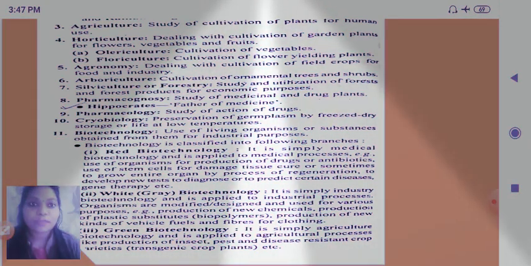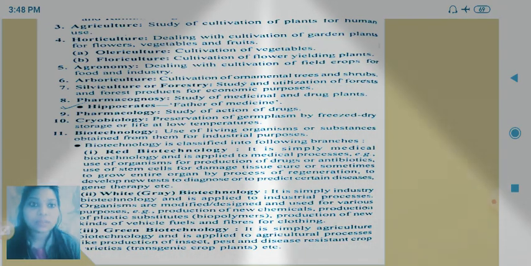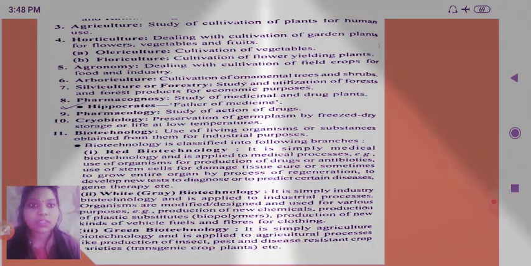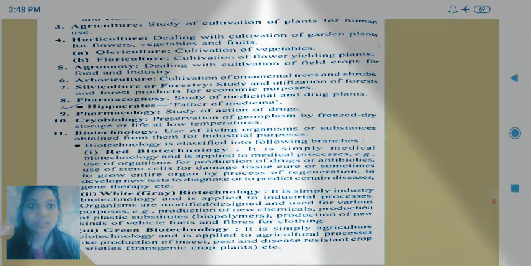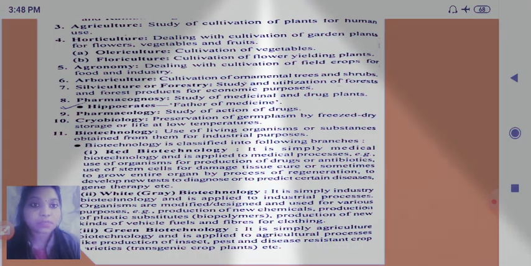And arboriculture means the cultivation of ornamental trees, shrubs and forest products for economic purposes. This is known as arboriculture. And silviculture, or forestry, means the study of the utilization of forests. How can we utilize forest and forest products? It is known as silviculture.